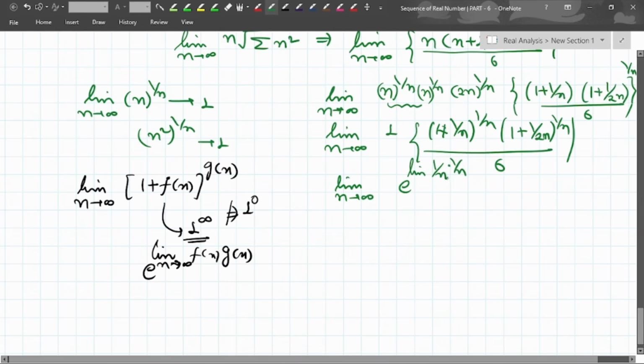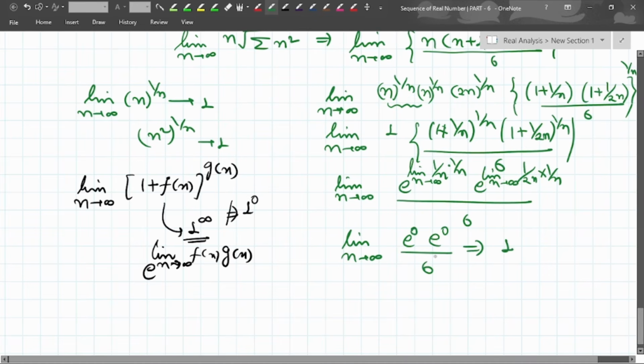This is going to be the limit as n tends to infinity. And this is again e to the power, divided by 6. E to the power limit n tending to infinity of 1 by 2n into 1 by n. Now it is limit n tending to infinity e to the, this is 1 by n square. 1 upon infinity square, that is what? 0. It is also e to the power 0 divided by 6.